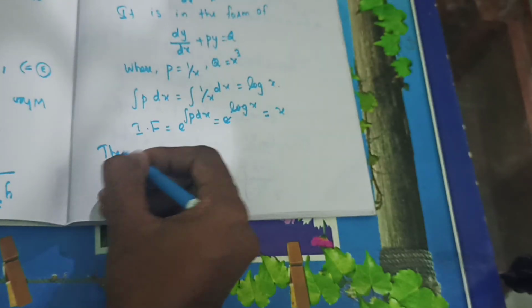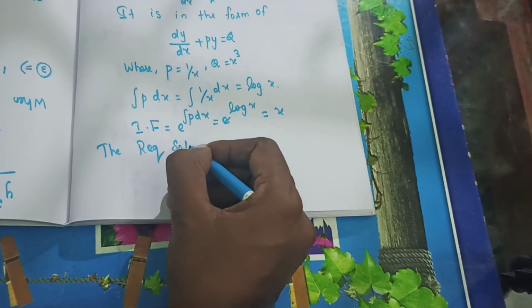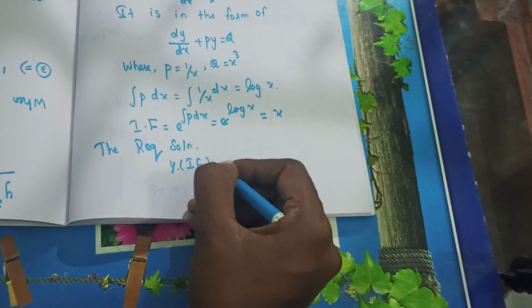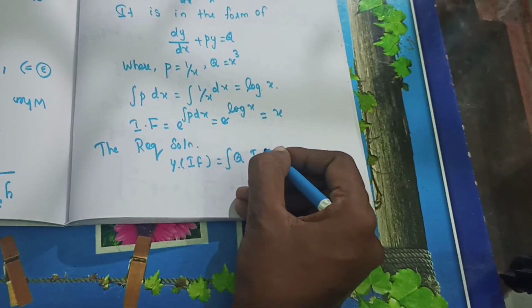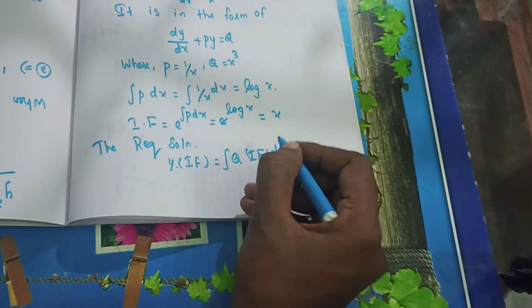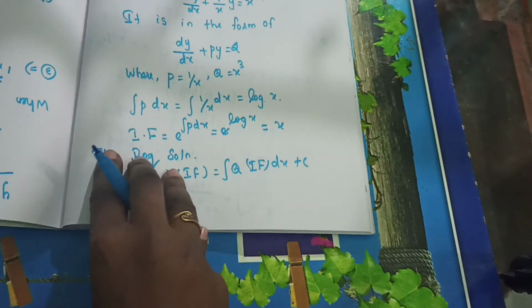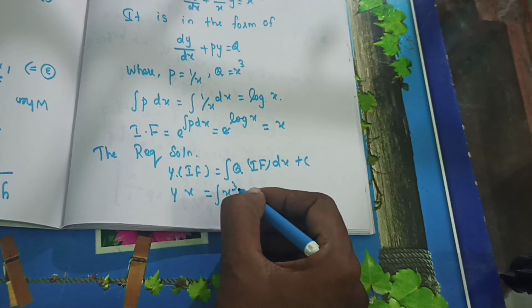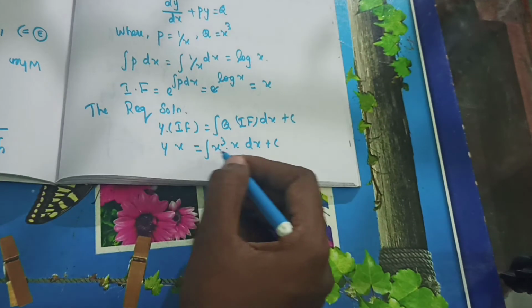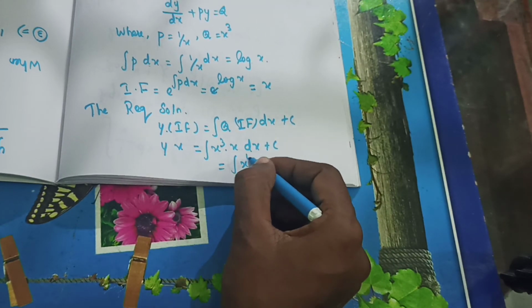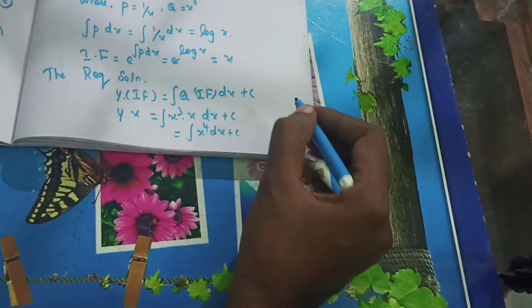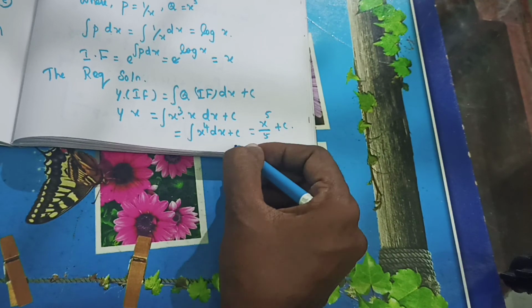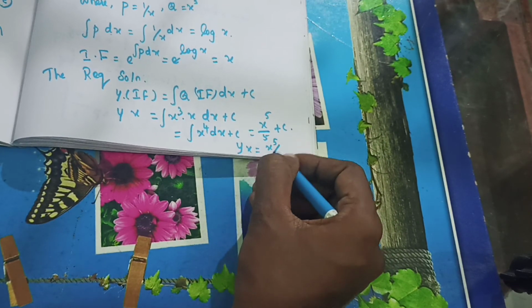Now we are going to find the required solution. What's the formula? y into integrating factor equals integral of q into integrating factor dx plus c. This formula is not different; it is the same as the earlier formula. So y into x equals integral of x cube into x dx plus c, which equals integral of x power 4 dx plus c. The integration of x power n is x power n plus 1 divided by n plus 1, so x power 5 by 5 plus c. So the answer is yx equals x power 5 divided by 5 plus c.